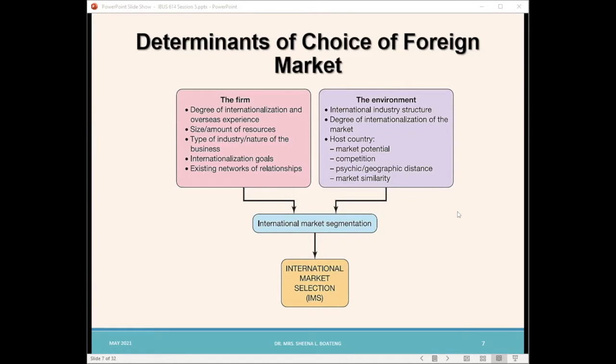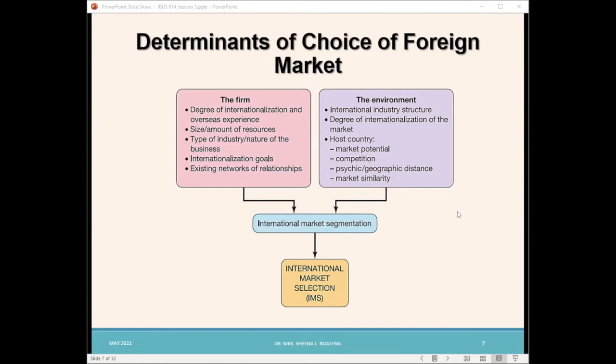So in terms of the host country, we can talk about issues like market potential and the level of competition within this market, as well as psychic and geographic distance, which we explained in one of our previous sessions, right? So very quickly, when we say psychic distance, what does it mean? And here we mean psychic distance in relation to the home and host country. Yes, Tara, please go ahead.